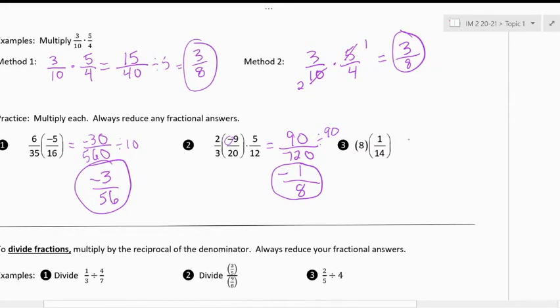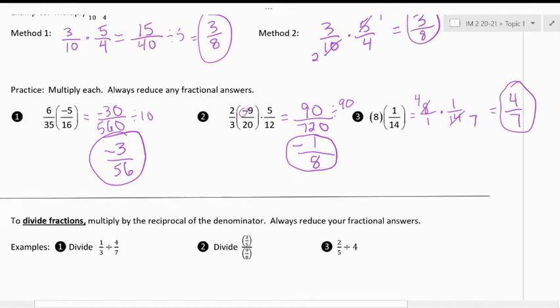Number 3, we need to turn 8 into a fraction. So 8 times 1 over 14. This time I'll do the cross simplifying first. I think it'll be quicker. So we know that 2 goes into 8 and 14 because they're even. So we get 4 over 7. Then 4 times 1 is 4. 1 times 7 is 7. And we got our answer. We can't simplify that. 7's prime.